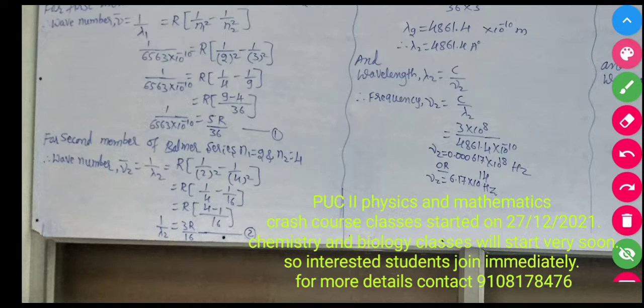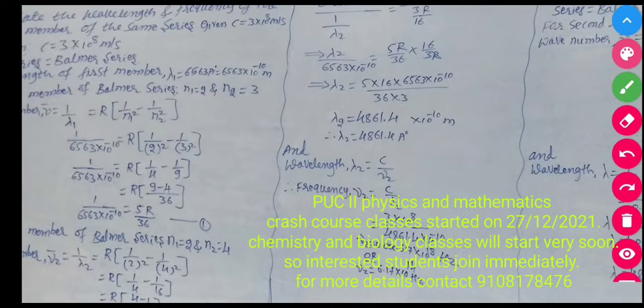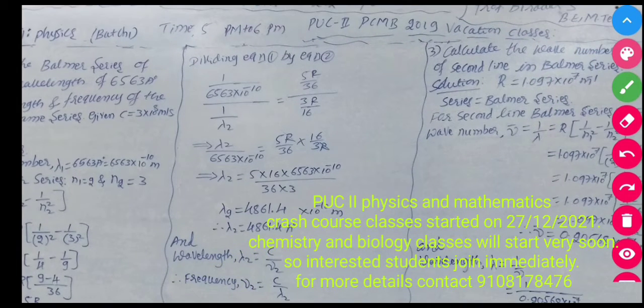That, of course, is 1 by lambda 2 as it is. So here r as it is. If you simplify that one, you are going to get 3 by 16 into r, that is 3r by 16. Call this equation number 2.